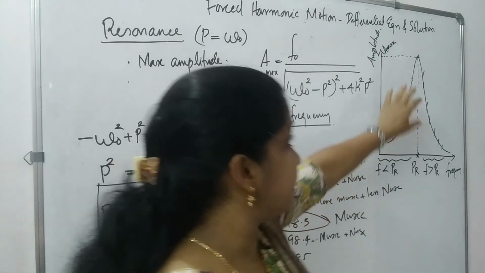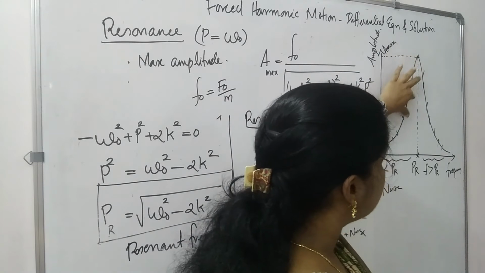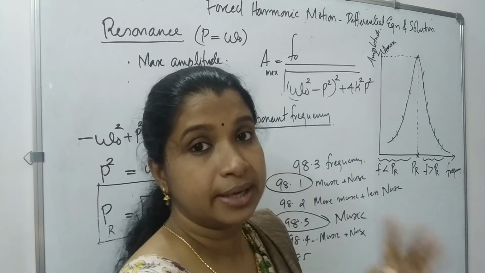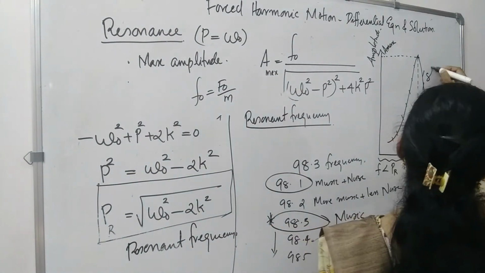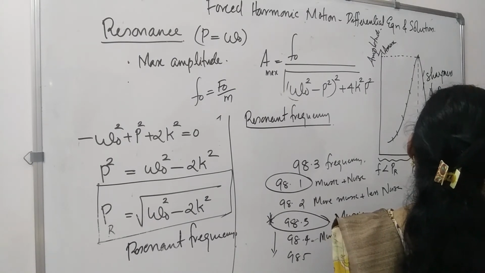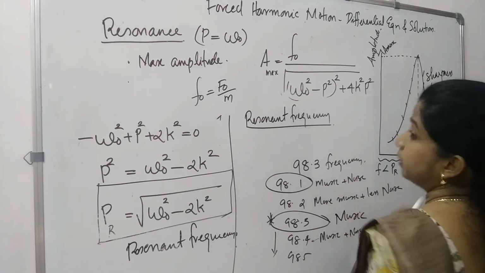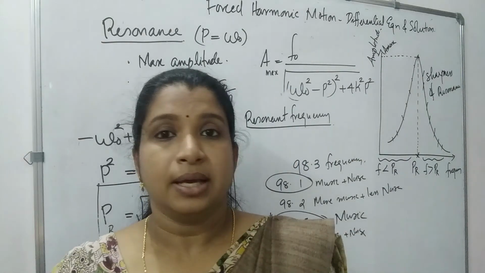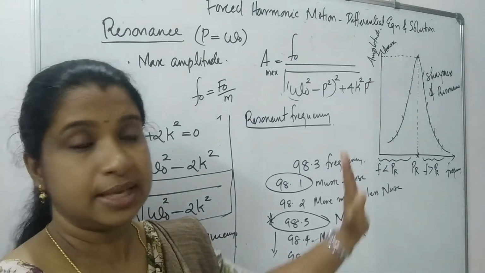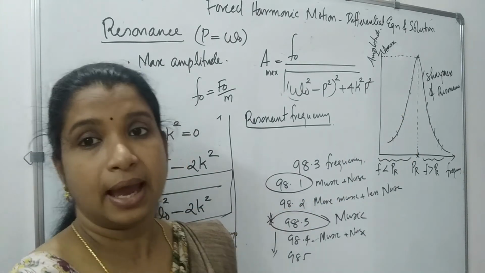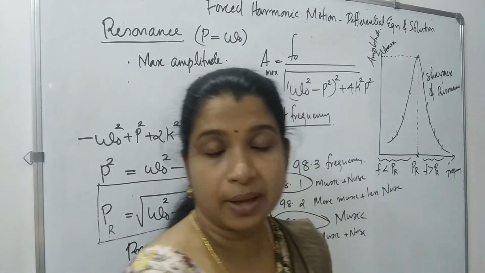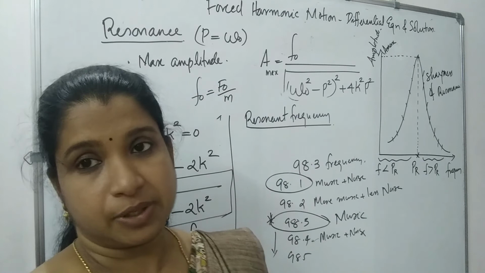Here amplitude is decreasing in a sequential order. The rate of decrease of amplitude on either side of this resonant frequency is called sharpness of resonance. So this is called sharpness of resonance.